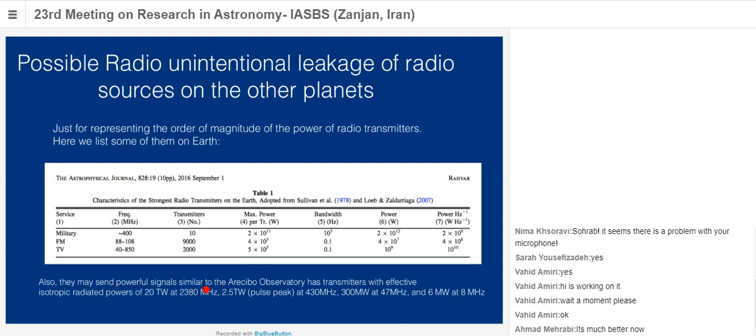And sometimes also some people generate very strong radio signals that are sent to space, like the Arecibo observatory, which transmits very strong radio signals, like 20 terawatts in this range, or 2.5 terawatts. They just send these pulses to our galaxy so that anybody can hear us. So let's imagine that there is also some civilization over there, and they are producing signals similar to what we are producing.